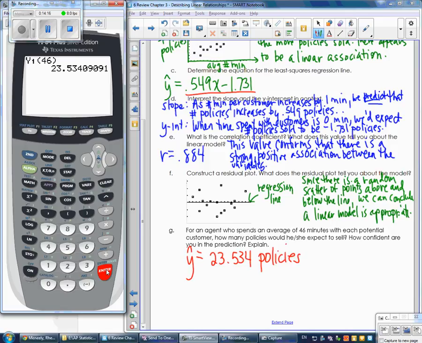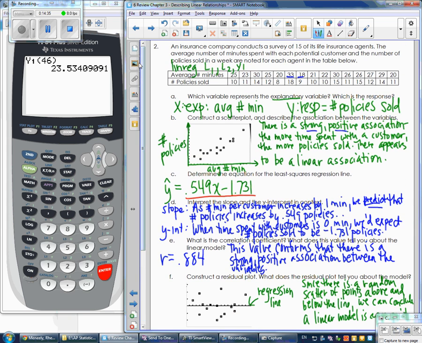Okay. And then the next question is, how confident are you in the prediction, and explain? Well, even though we have a good model, which is great, because if I have a good model, then it makes sense to make predictions. The other question I have to ask myself is, is it appropriate to make a prediction for 46 minutes? And this is where I need to go back into my data and take another look at my domain.